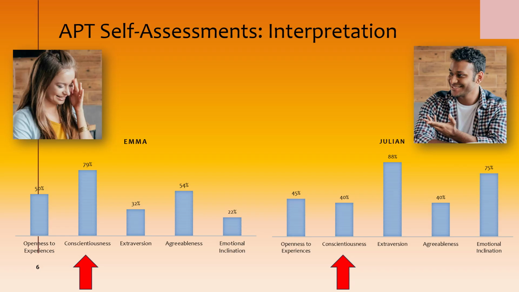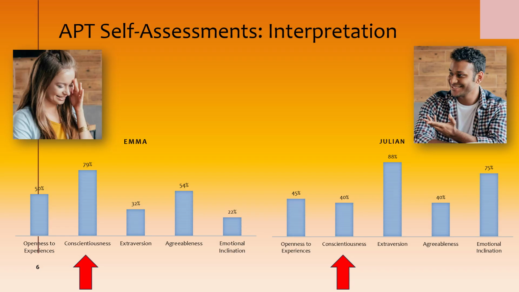However, their scores on conscientiousness are quite different. Emma is likely to have more self-discipline and to be more orderly in how she approaches routine tasks. This trait is very likely to be a source of conflict.